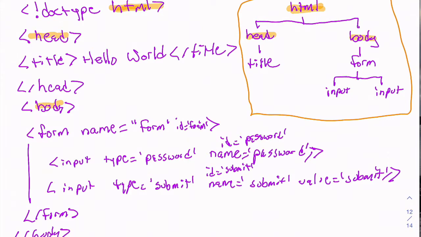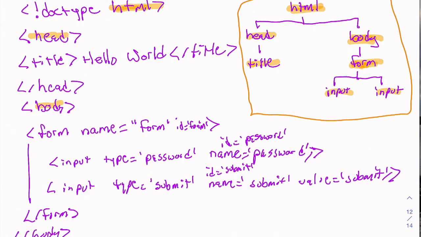But then from head and body, I can actually say, give me the child nodes of head. And if I do that, I would get title. For body, if I said, give me the child nodes of body, I would get form. For form, if I said, give me the child nodes of form, I would get input. The input for password and the input element for submit. So that's a nice way to navigate the hierarchy of the document object model. But there's other ways of grabbing stuff as well. And so I wanted to show you how you could do that.